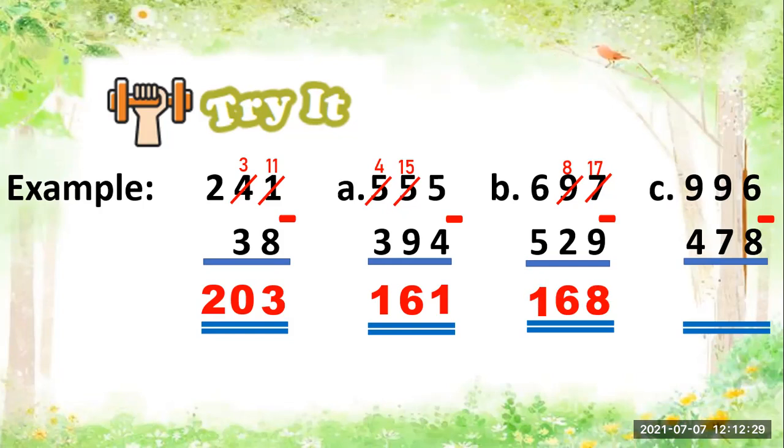Very easy. Now letter C. 6 minus 8. Oh, 6 is smaller than 8. We cannot subtract. So we will borrow. So 9 tens will become 8 tens, and 6 ones will become 16 ones. So 16 minus 8 is 8. 8 minus 7 is 1. And 9 minus 4 is 5. So the answer here in letter C, 996 minus 478 is 518. Very good. It's very easy to subtract numbers with renaming.